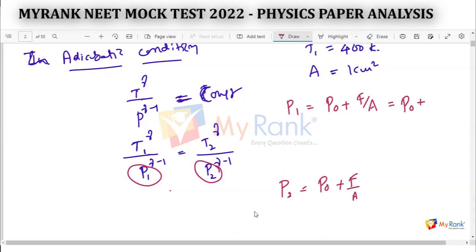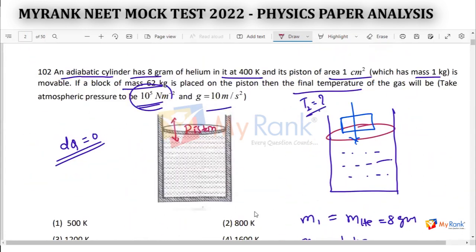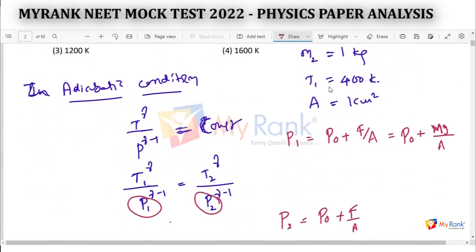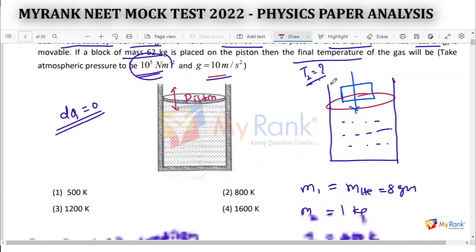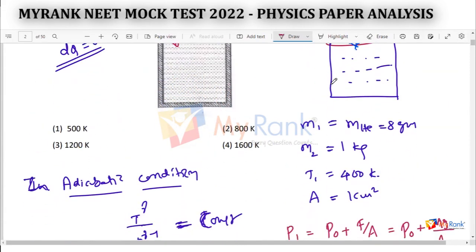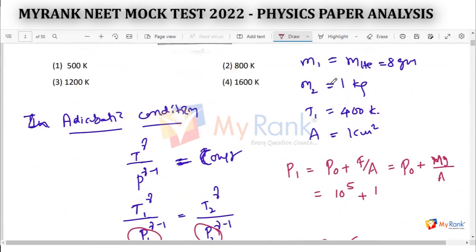What can you write for this F? P0 is atmospheric pressure, students. F means mg by A. Mass is given as a small m, and the g value is 10 if it is mentioned. Yes, it is mentioned as 10, otherwise 9.8 only. So let me simplify this. P0, the atmospheric pressure according to the given data, is 10^5. And M1 is here, students, the mass of this piston only.